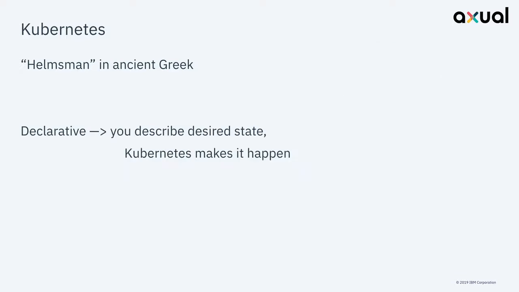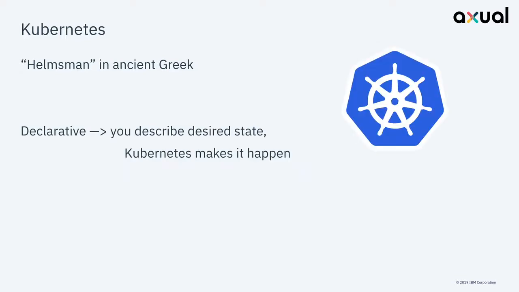So, in case you didn't know, Kubernetes actually means helmsman in ancient Greek. So you can think of Kubernetes as the tool that you're going to use to steer your containers in the right direction. And it's declarative. So the key piece here is you describe the desired state of a system, and Kubernetes will make it happen. So Kubernetes will be doing things under the covers all the time to make sure the state that you've requested is currently there.